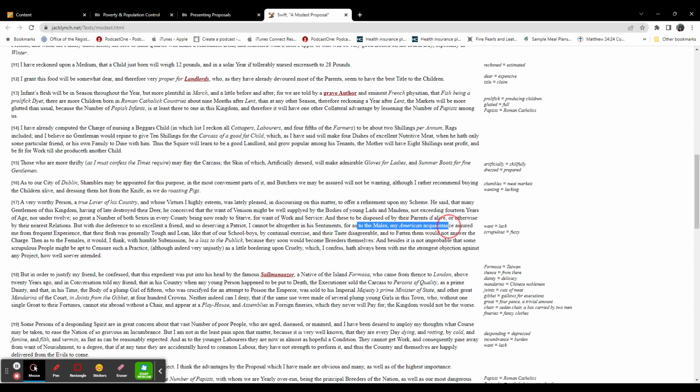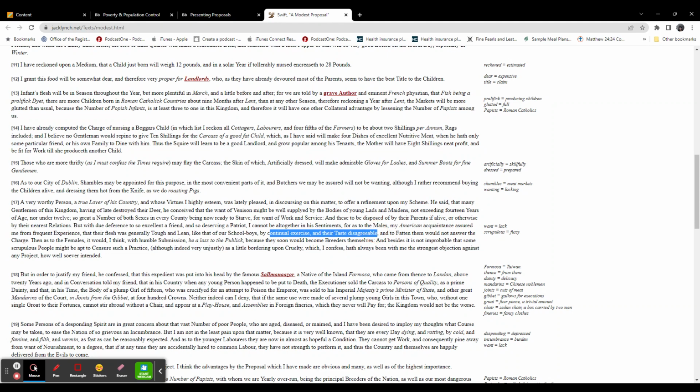For as to the males, my American acquaintance assured me from their frequent experience that their flesh was generally tough and lean. So it's kind of like people: you've got some people who like to eat chicken, right? The baby may have the consistency of chicken, in terms of skin. And then there are people who like steak. And steak, you can't really cook too long because it can become tough and lean, like that of our schoolboys by continual exercise, and their taste disagreeable.